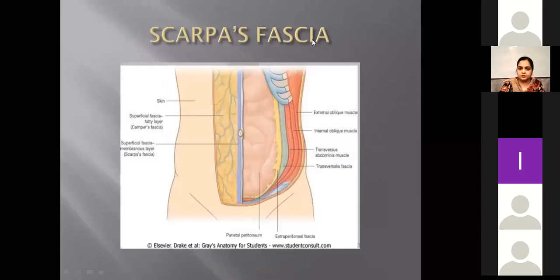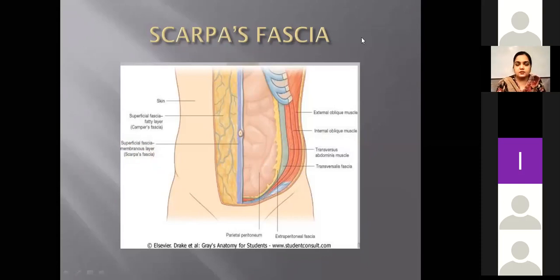This is the Scarpa's fascia, that is the layer of the superficial fascia of the abdominal wall. The abdomen has the skin, then the superficial fascia, first layer, that is the Camper's fascia, which I told you, then the Scarpa's fascia, second layer of the superficial fascia. This Scarpa's fascia goes down and covers the thigh also, and it forms the superficial fascia of the thigh. So we can simply say the second layer, or the membranous layer of the superficial fascia, the Scarpa's layer, also continues in the thigh.